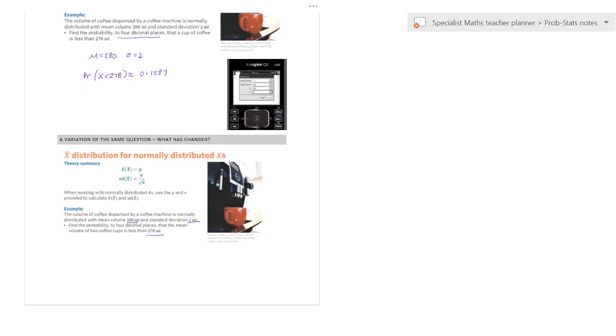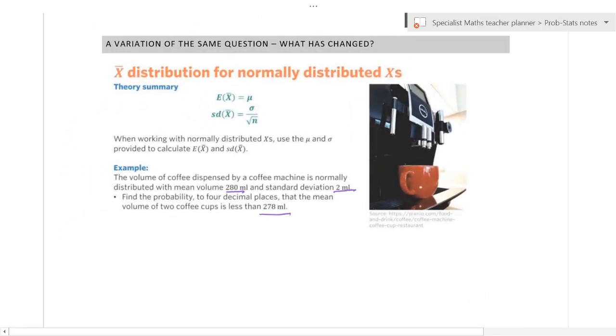Well, I didn't actually pause it, but look at this. This one says find the probability that the mean volume of 2 coffee cups is less than 278. So now that we've taken a sample of 2 coffee cups, we need to go ahead and use this formula. First of all, let's find the standard deviation of our sample mean. That's going to be equal to the standard deviation, which is 2, over root 2, because n is equal to 2. That's our sample size.